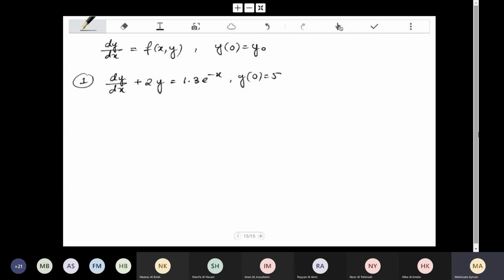1.3 e to the power minus x minus 2y. Yes, that's correct. So we'll write this as dy by dx is equal to 1.3 e to the power minus x minus 2y, and we'll also write our initial condition. So we can say that f of x comma y is 1.3 e to the power minus x minus 2y. Okay, now let's solve a second example.